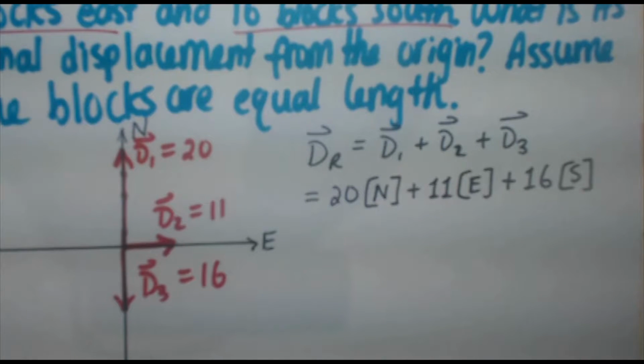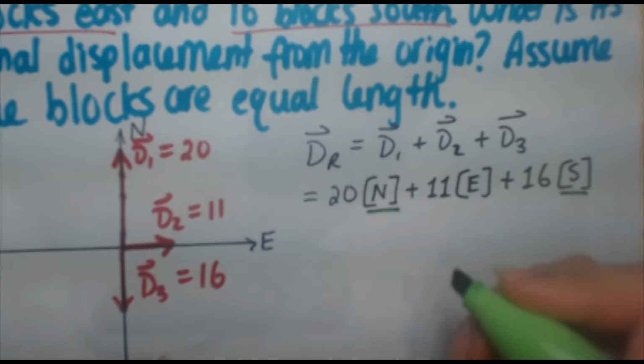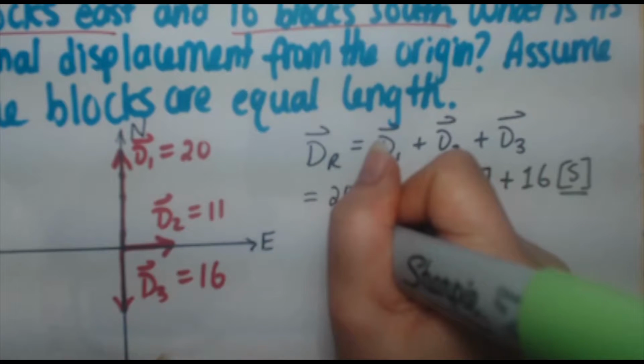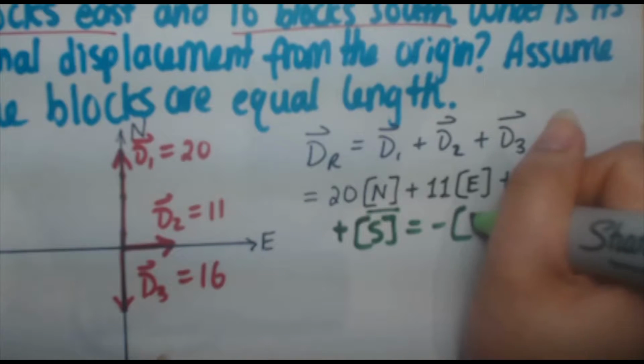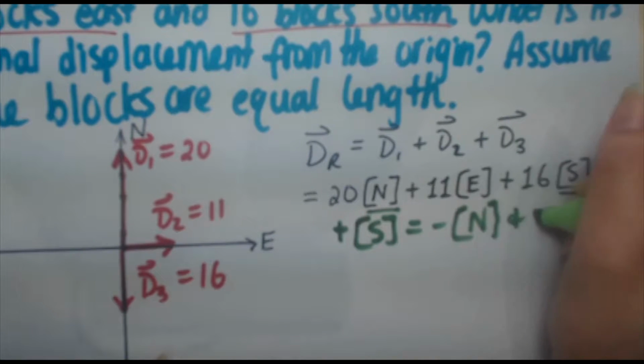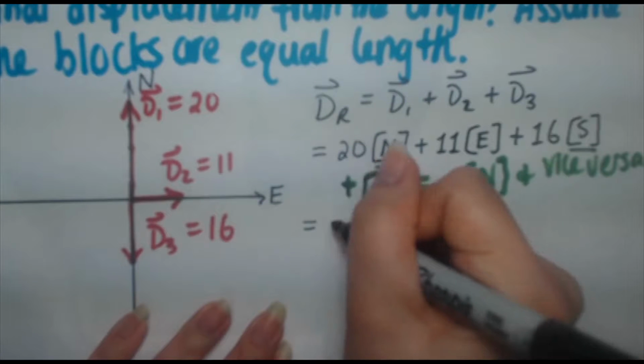Now, although these are all in different directions, something that you should know is that it's actually really convenient here. We've got a south and we've got a north. And the thing is, positive south is equal to negative north and vice versa. If you go 4 blocks north, that's the same as saying I went negative 4 blocks south. That allows us to make our next statement.